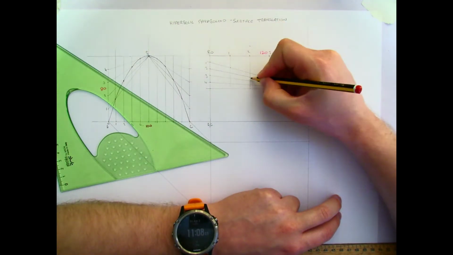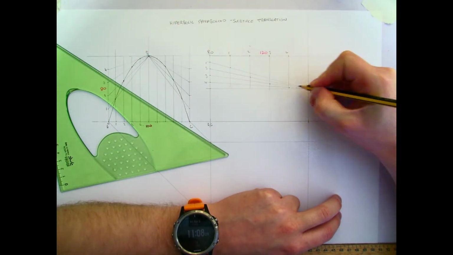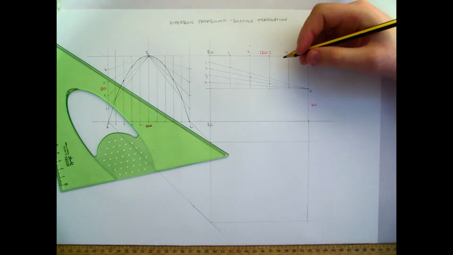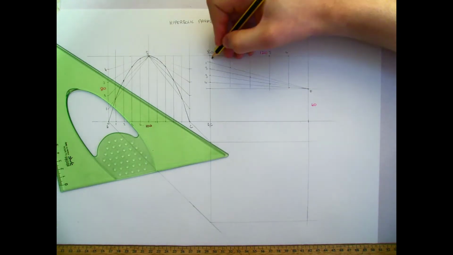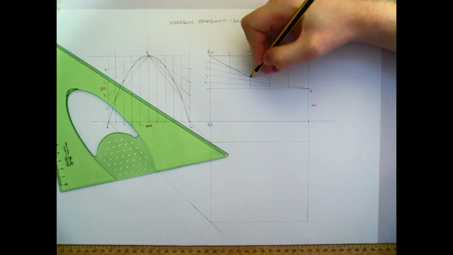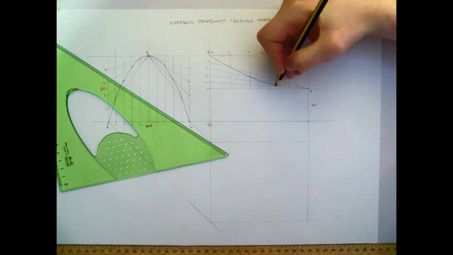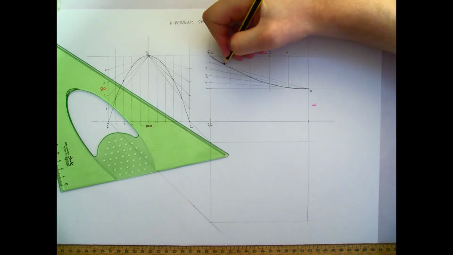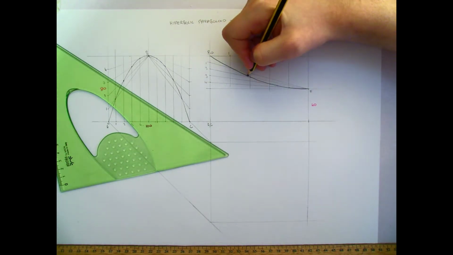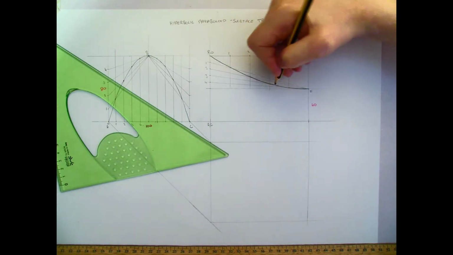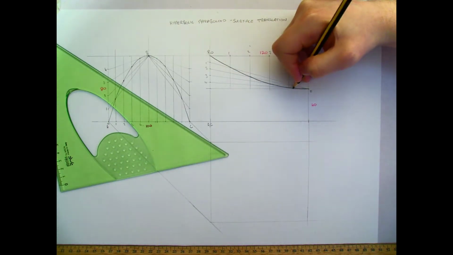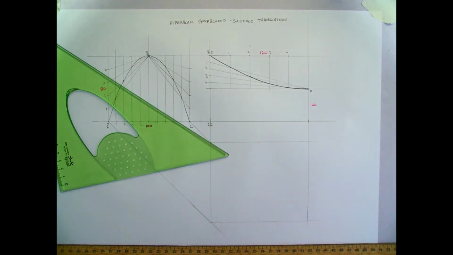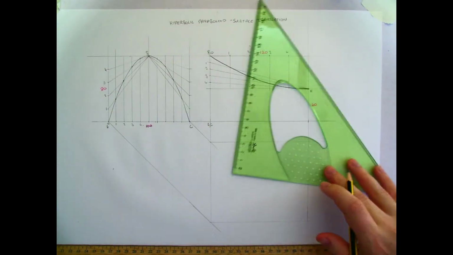So points 1, 2, 3, and 4 back down here to E. So drawing in the curve as best we can again. And that gives us the plan, or the elevation, sorry. So that gives us the elevation.